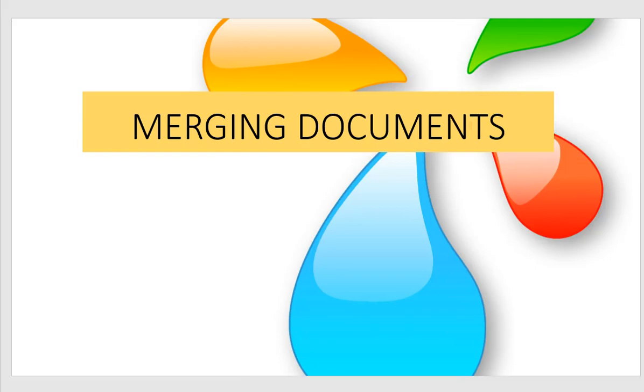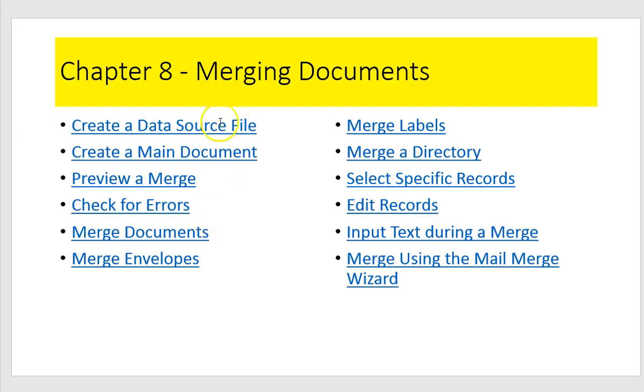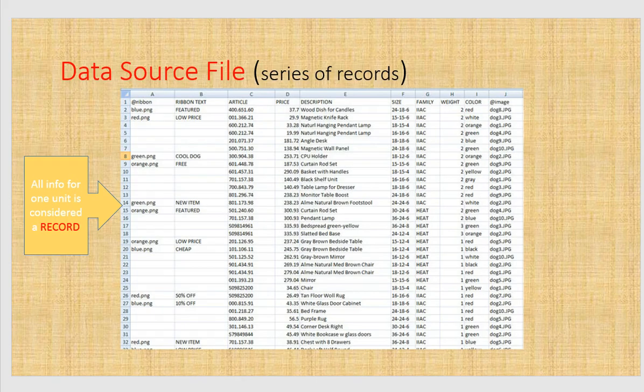So if you looked at the things that were in Chapter 8 already, it talks about how we're going to learn how to create those data source files. We're going to learn how to create those main documents. We're going to learn how to preview and merge to make sure it's correct, and how to do envelopes and labels and directories. All those sorts of things you're going to learn in this chapter. But what I want to focus on today is making sure you understand the difference between everything, the main document, the data source files, and the merged document, and show you how we go about it.